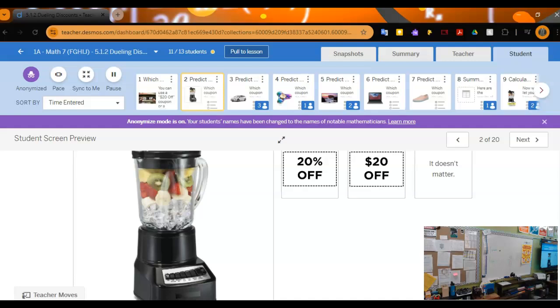30 to 80. So let's go in the middle there. Let's say your blender is $50. So you use the $20 coupon. You say you're saving $20. I guess I should label both of these. And what do you end up spending? Only 30 bucks.